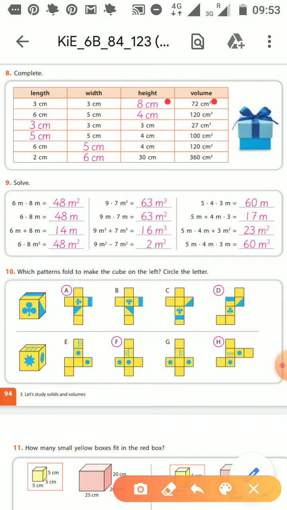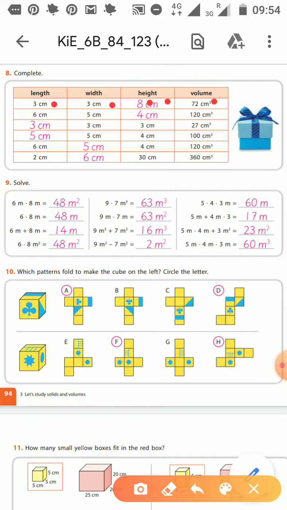If you know the answer is 72, and you're given 3 and 3, 2 of the numbers. 3 times 3 is 9. Now, what times 9 would get 72? So the answer would be 8. All right. Same for the others.